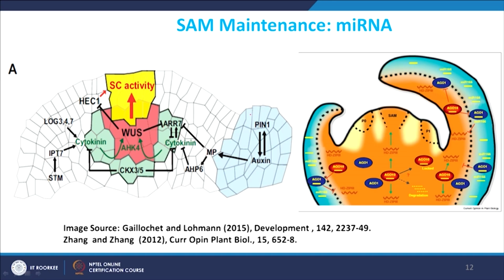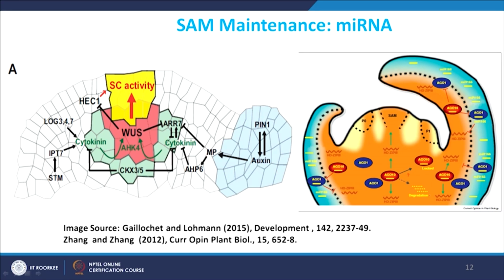But if you come to the lateral region or the peripheral zone where auxin is high, auxin is activating a transcription factor, and this transcription factor MP is restricting the cytokinin domains in the meristematic region. But here it should be repressed so that the organogenesis process can start.